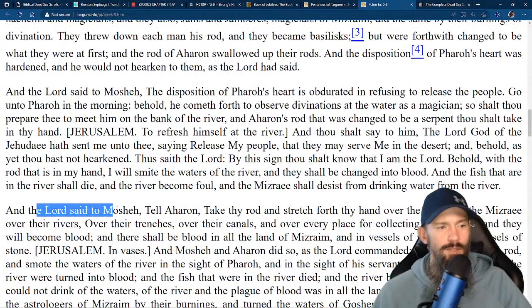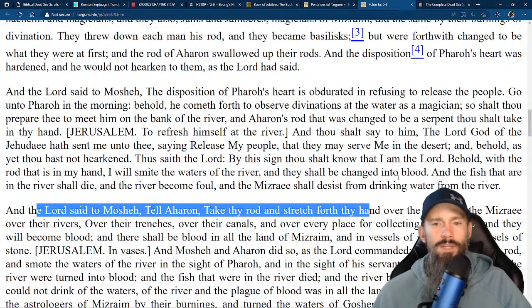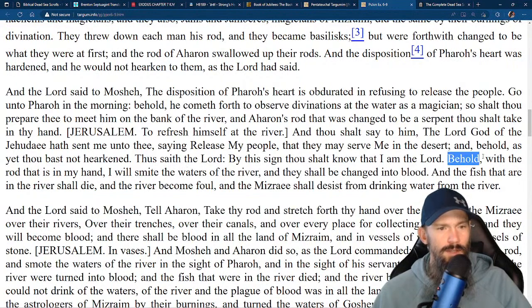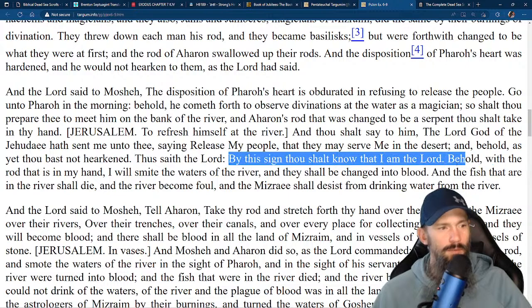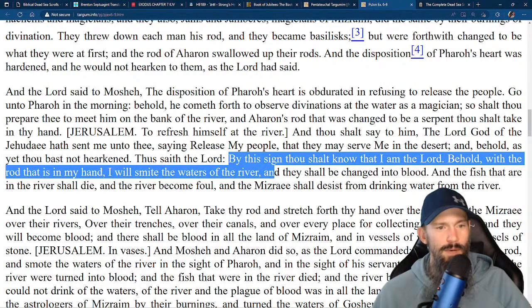Yeah, he said, Yahuwah told Moses, tell Aaron, take thy rod, and by this sign you shall know that I am Yahuwah. Behold, with the rod that is in my hand, I will smite the waters of the river.